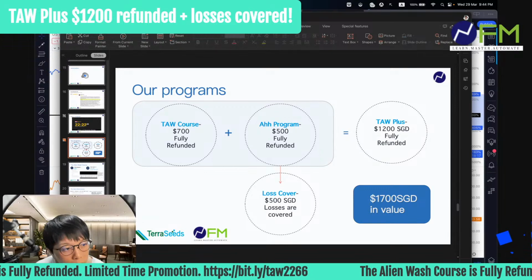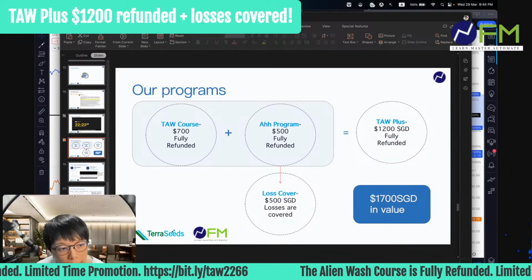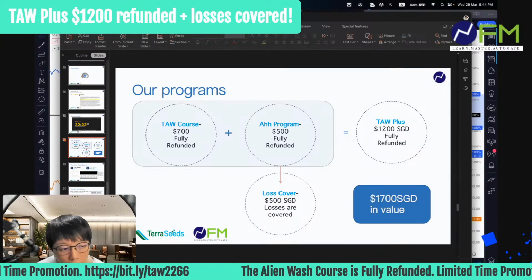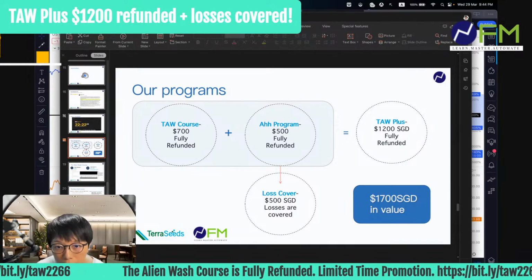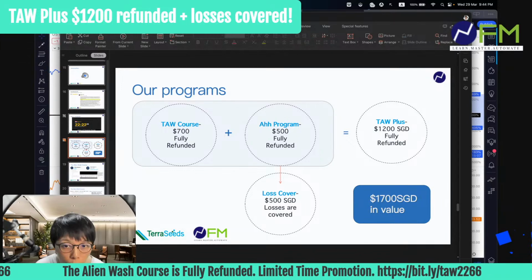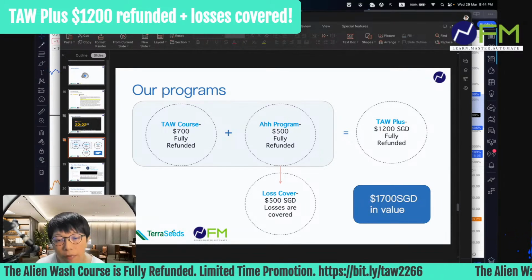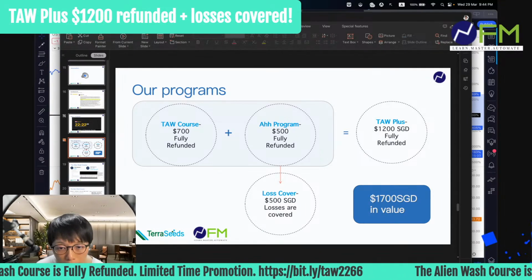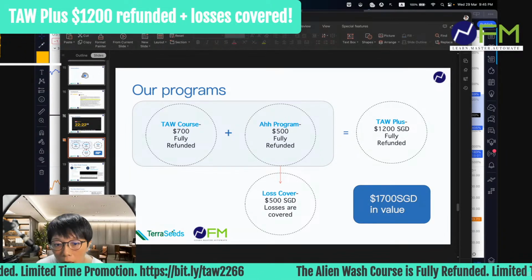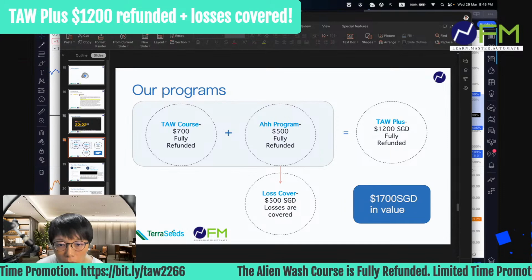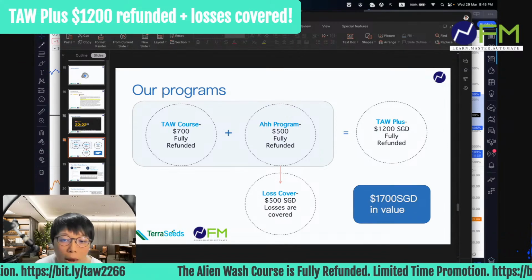A few questions. Is it applicable for existing members who already have an XC account? The answer is yes, but your XC account needs to come from us. All right. If it's not from us, you don't qualify. But if you have an existing account and it's not from us, it doesn't matter. You can just apply for a new one using our link.